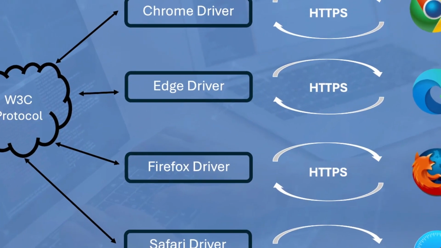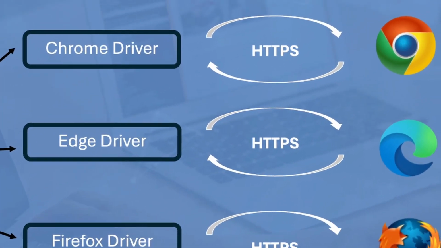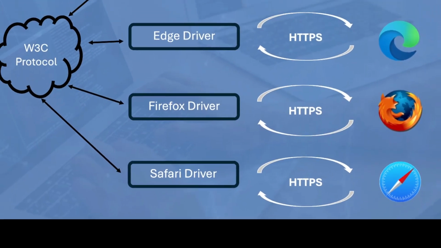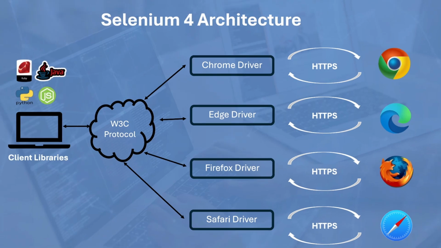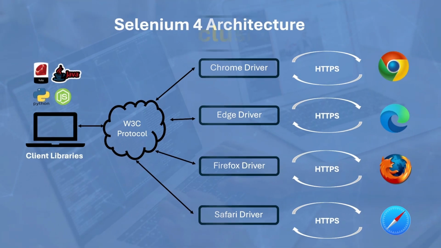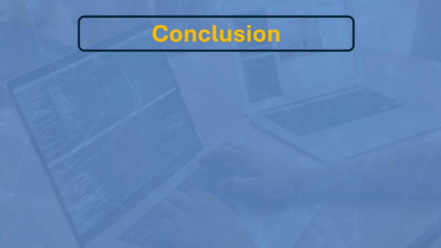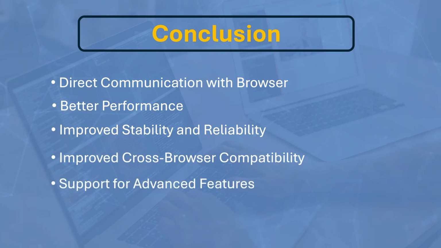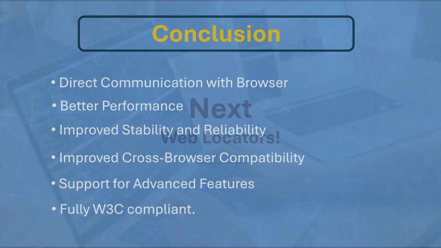There are different types of drivers, as you can see in the diagram. For Chrome, we have a Chrome driver. For Edge, we have an Edge driver. Similarly, for Safari, we have a Safari driver. All these drivers are essential part of Selenium architecture, ensuring seamless communication between your script and the browser. In conclusion, the architecture's design allows for smooth bidirectional communication between client libraries and the browser. With the shift to the W3C protocol, Selenium has become more reliable, reducing the chances of compatibility issues and ensuring consistent behavior across different environments.